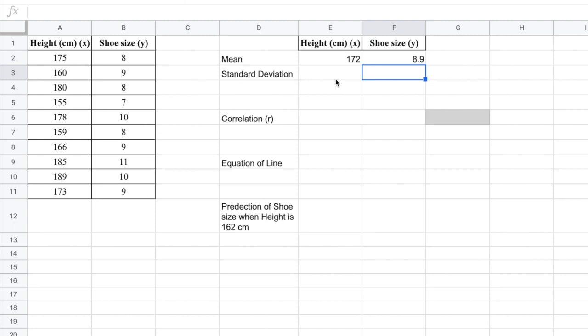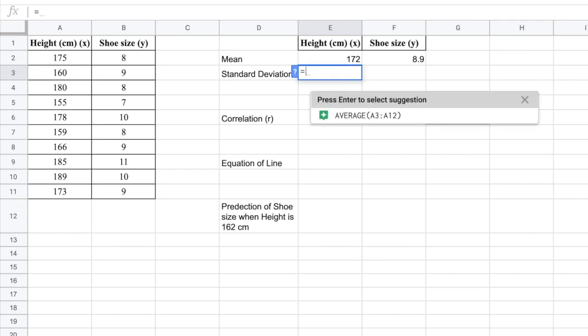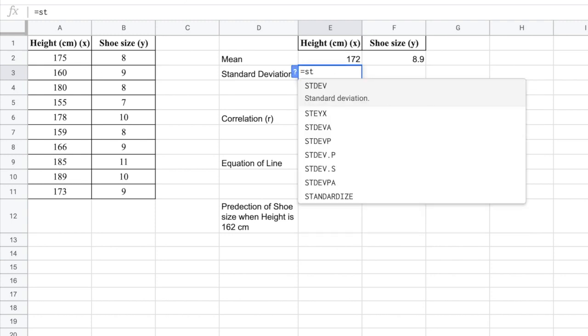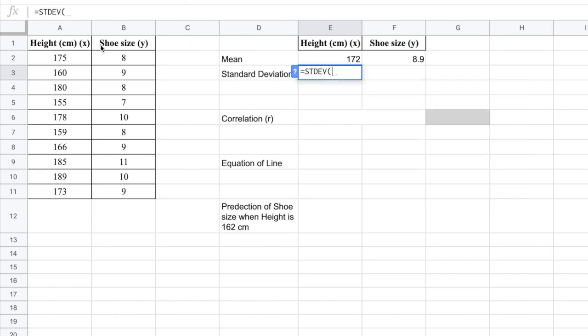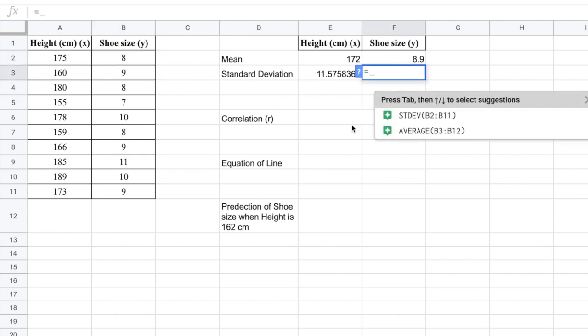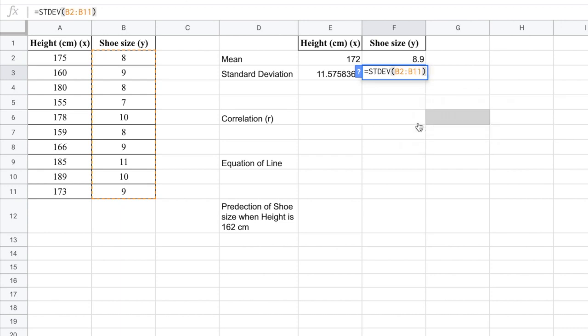Now we're going to find the standard deviation. So I'll do equals, and then ST, you see STDEV, that's what we want. I press enter, and then I'll just select my height. There it is. And then here, shoe size, to do the same thing. Equals, I want standard deviation. So it's already predicting what we want based upon what we just did. So yes, that's right, that's what I want. Enter.